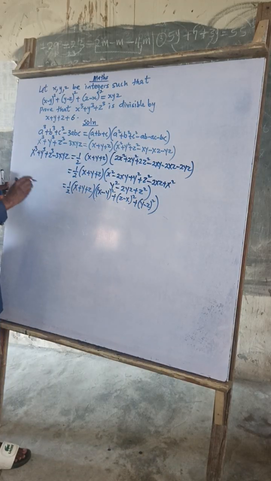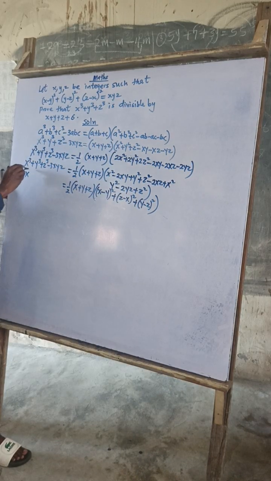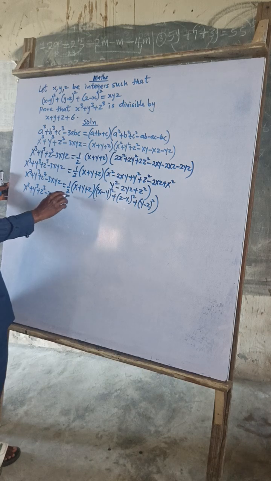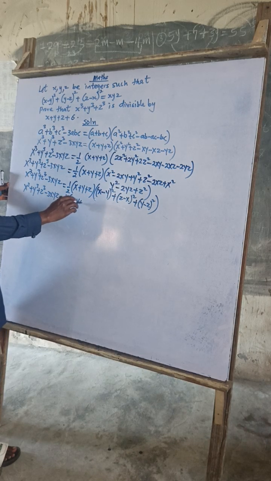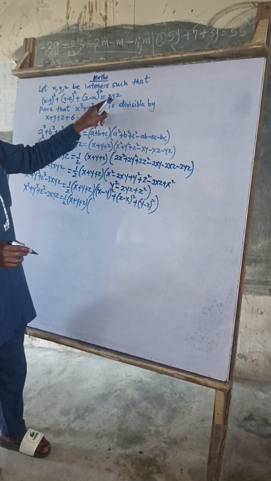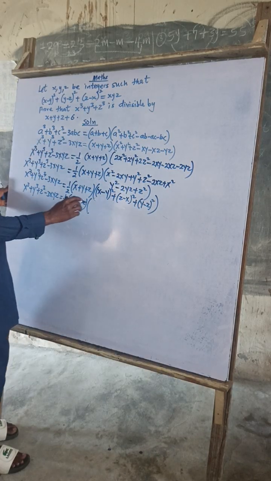Then this leads to x cubed plus y cubed plus z cubed minus 3xyz. This also, we have x cubed plus y cubed plus z cubed minus 3xyz. Therefore, we have x cubed plus y cubed plus z cubed minus 3xyz equals to 1 over 2, open bracket x plus y plus z, then into bracket. Now, what we have here is equal to x, y, z.